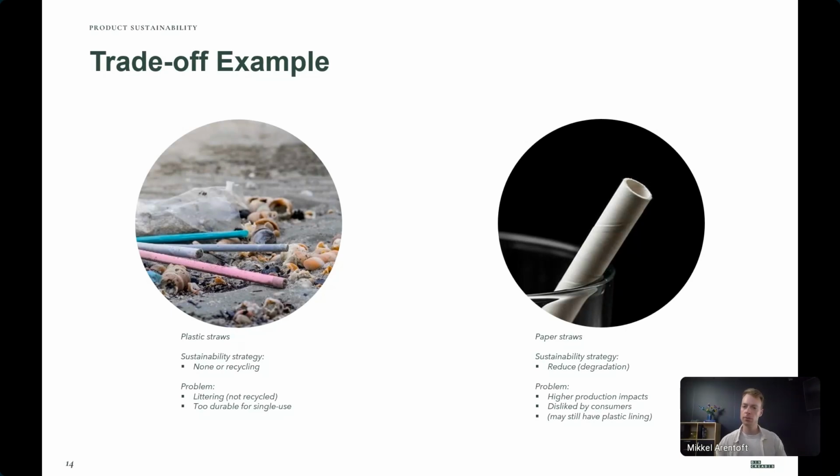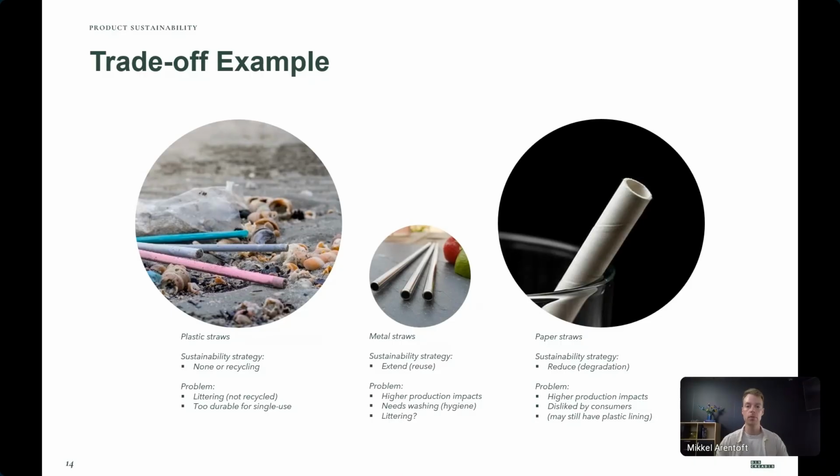Did it solve the problem? The littering still remains, but it degrades faster than plastic. Another strategy could be to extend the lifetime. We could make the straws from metal. The production impacts would be way too high for single use. So the issue is, would you use a straw that has been used before? We would need to change the entire consumer behavior around straws and how we use them. So if you go back to reduce, maybe it is a good strategy, but maybe the solution of using paper isn't. Choosing the right strategy all depends on the life cycle of your product, where the hotspots, the challenges, and the opportunities are.